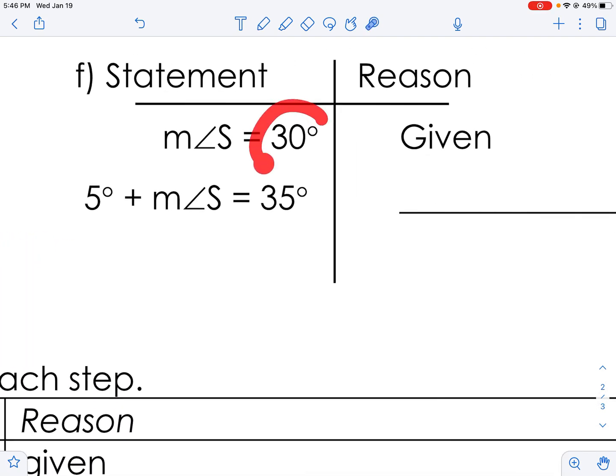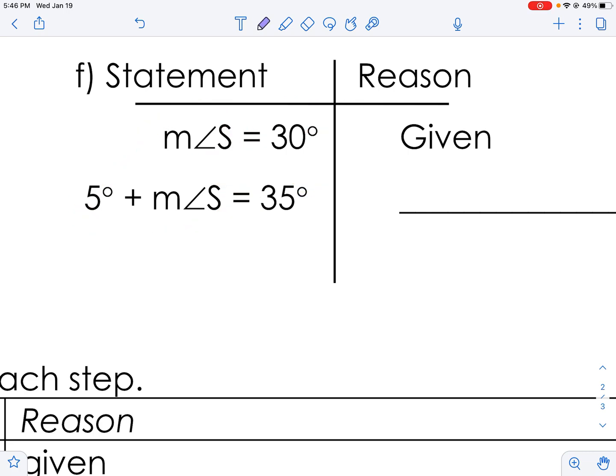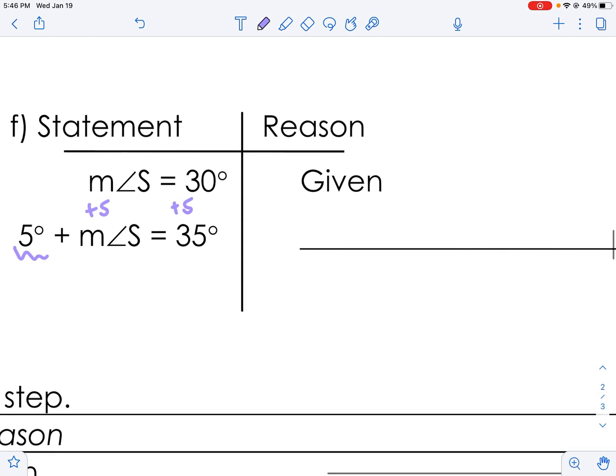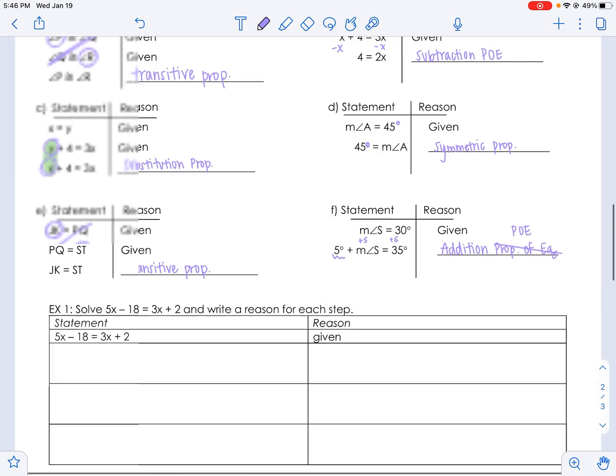And taking a look at this next one, ask yourself what changed from here to here, what changed from the other side as well. And if you notice that they added in a 5 to both sides, if they added it in, that would be addition, property of equality. Or instead of that, you could write POE for short.